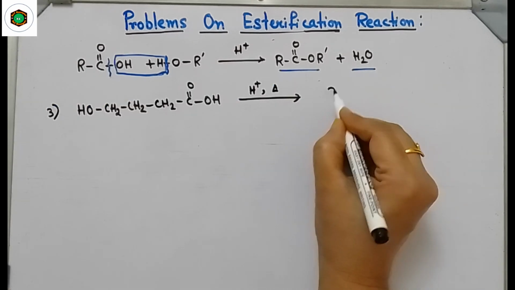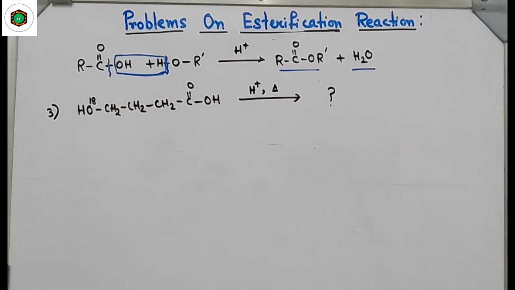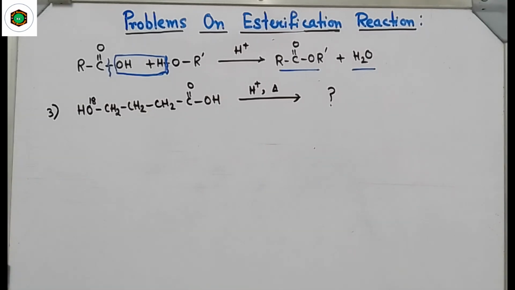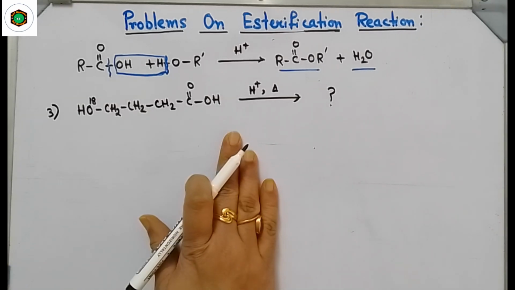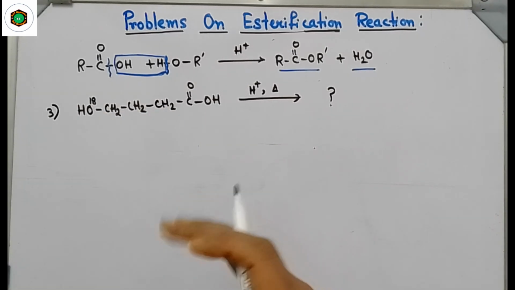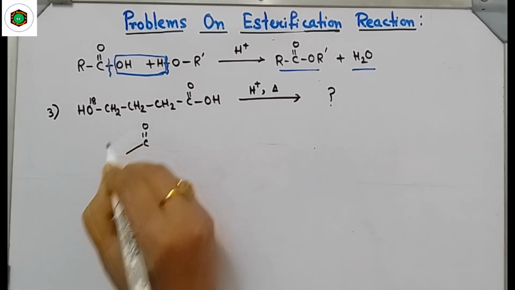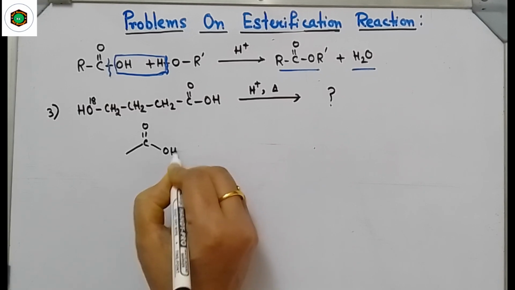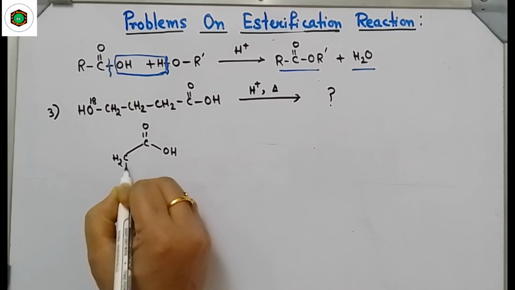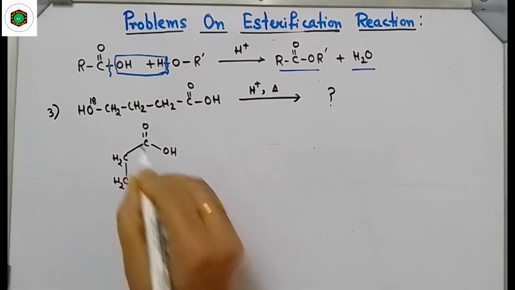Next problem, what's the product here? Here we are using that labeled oxygen. So here in the same molecule carboxylic acid and OH is there. So if the situation is like that and if by removal of water it will give a 5 or 6 membered ring compound, then that will form. So you can write this structure CH2 OH, and here how many CH2s? 1, 2, 3 CH2s are there.